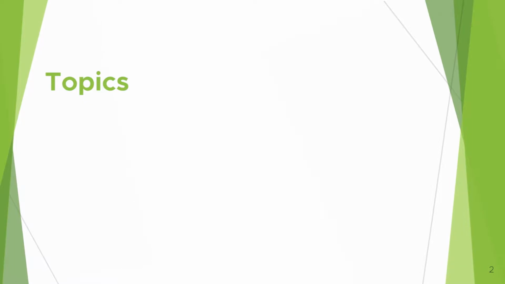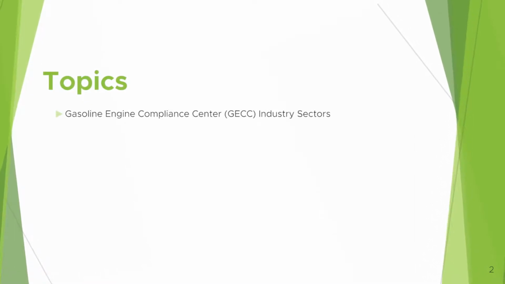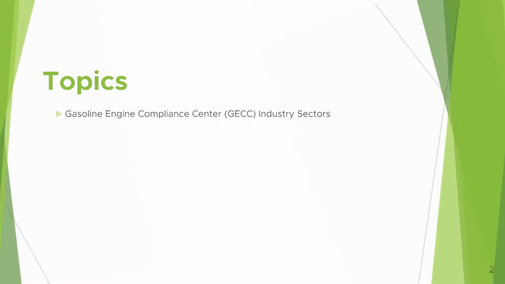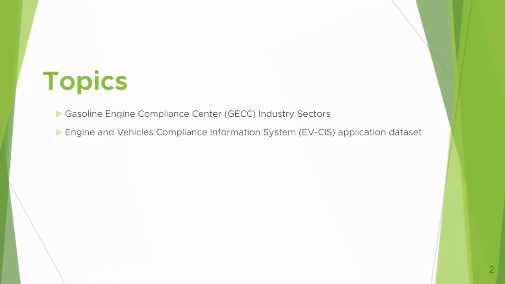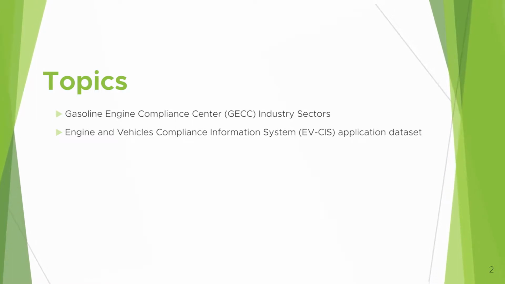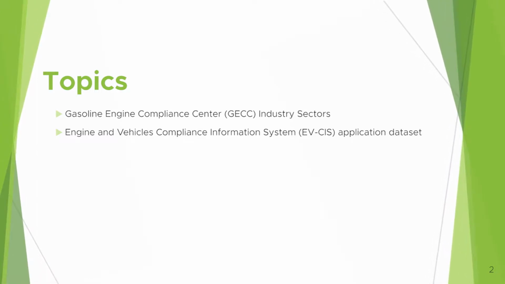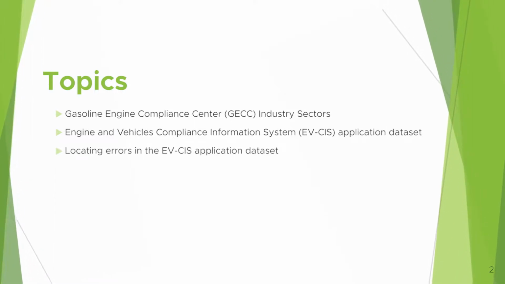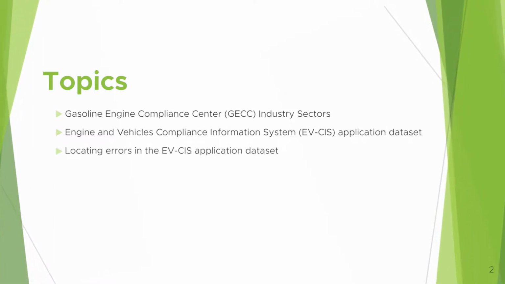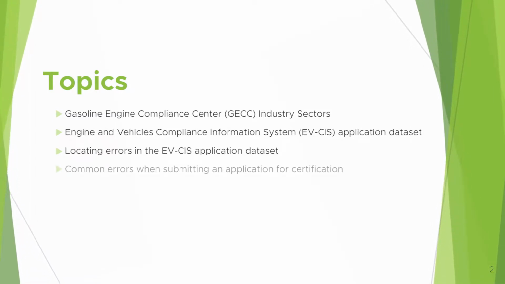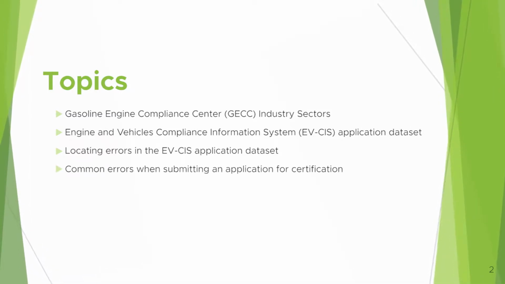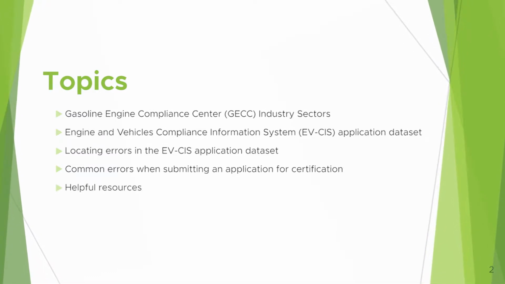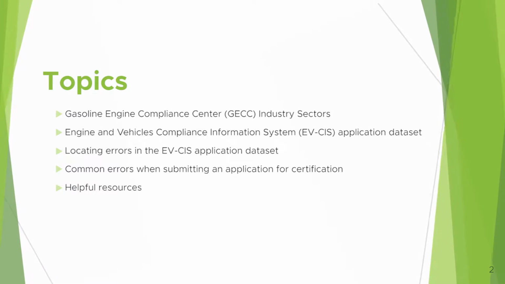Topics. This tutorial will provide an overview of the Gasoline Engine Compliance Center, or GECC, industry sectors, and the Engine and Vehicles Compliance Information System, or EV-CIS, application dataset. We will address how to locate errors in the EV-CIS application dataset and common errors made when submitting an application for certification. A helpful resources section is provided at the end of this tutorial.